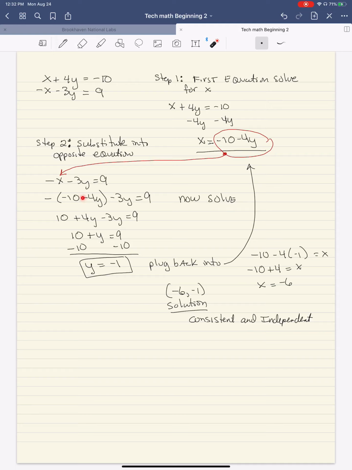Distribute the negative sign, so this becomes a positive 10. Negative and negative is a positive 4y. Minus 3y equals 9. Combine like terms. 4y take away 3y is 1y, so 10 plus y equals 9. Subtract the 10 from both sides now, because remember I'm solving for y, so I get y is a minus 1. So I did get a solution here.